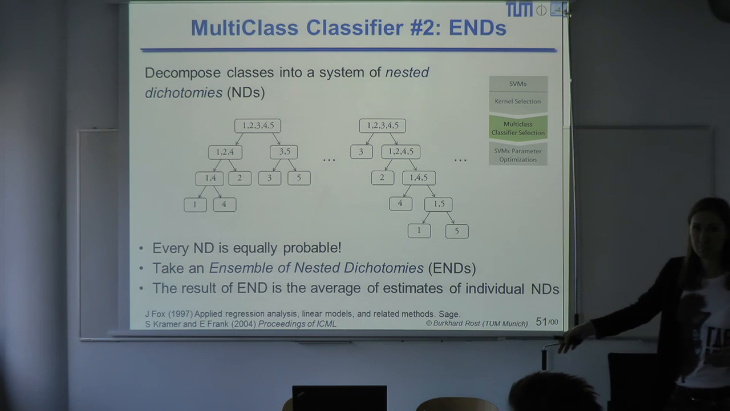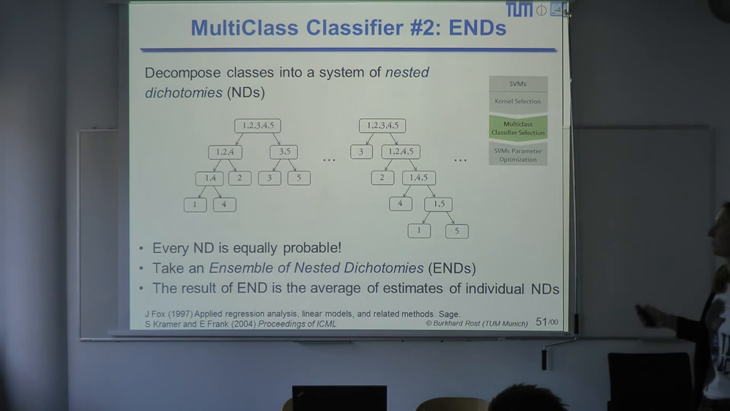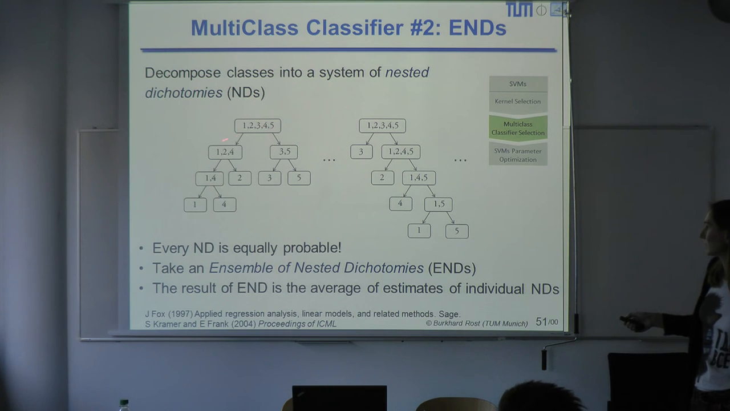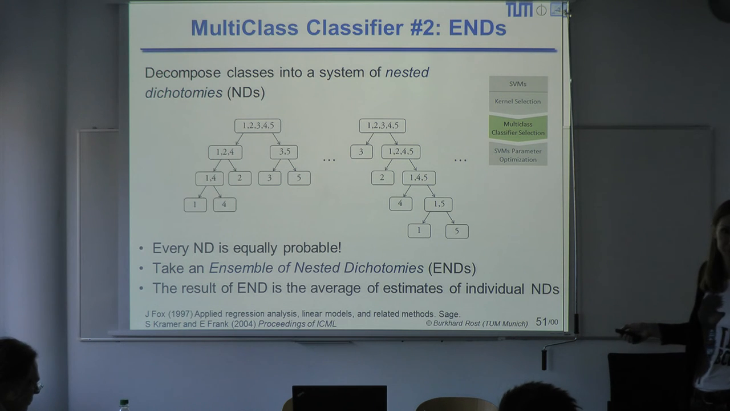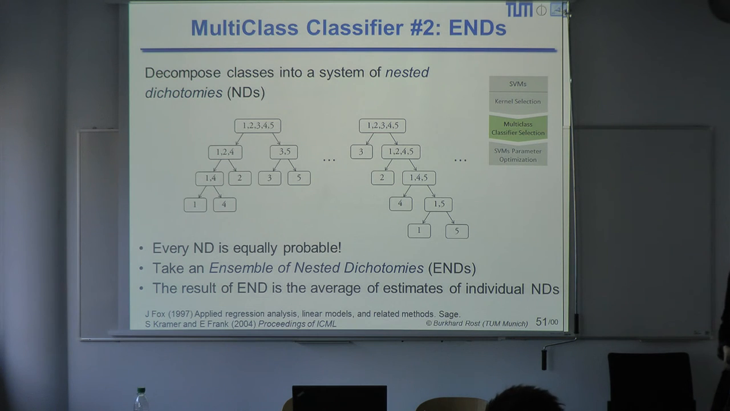I don't get this. Okay, so you have your five classes, and you build a tree. Each node of the tree is an SVM. So this SVM discriminates between classes 1, 2, 4 and 3, 5. And this is randomly chosen? Yeah. Okay, this is 1, 2, or 4, and this is 3 or 5. And then you go on this subset. So, for example, this tree can predict that the final class will be 5.